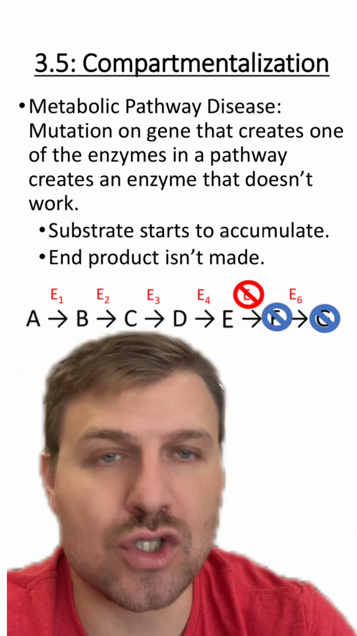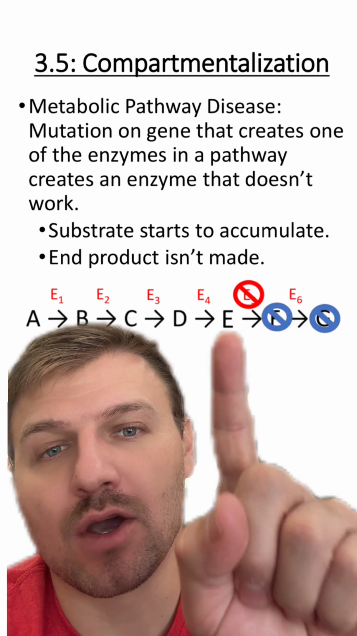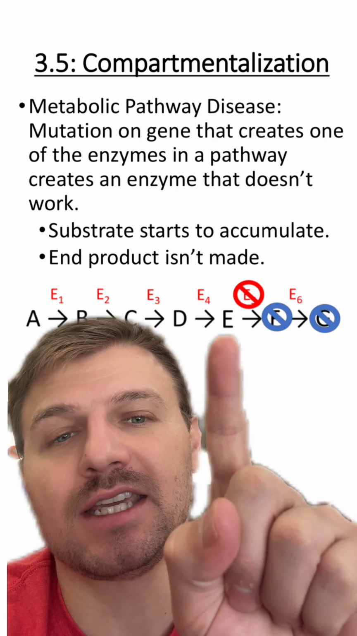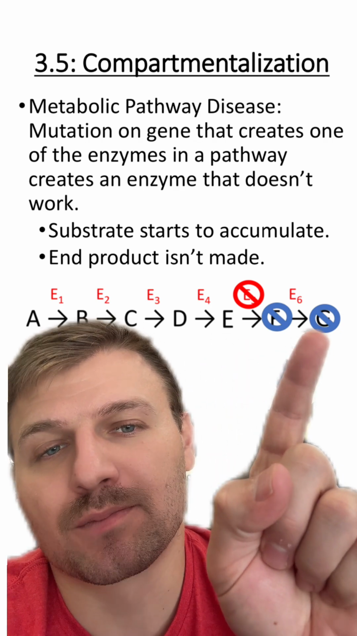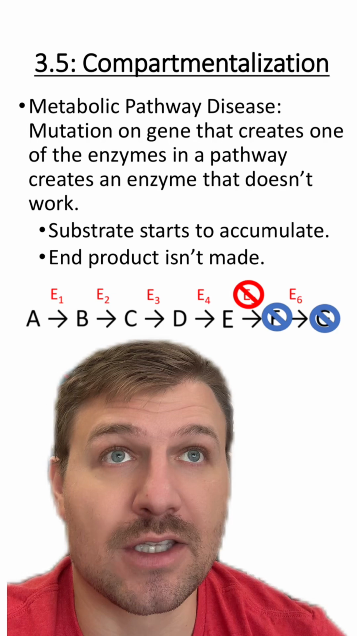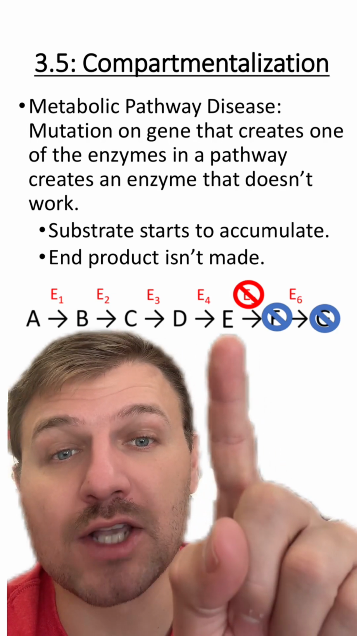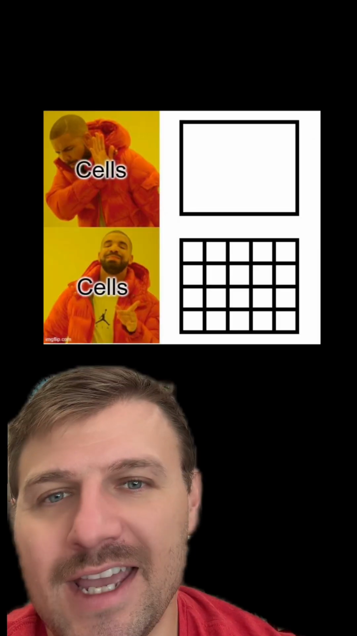So there's almost a two-part problem here where we have an overabundance of this product E and an underabundance of this product G. So sometimes this can cause two different problems where we have too much of E and not enough G. And we're going to end on this Drake meme.